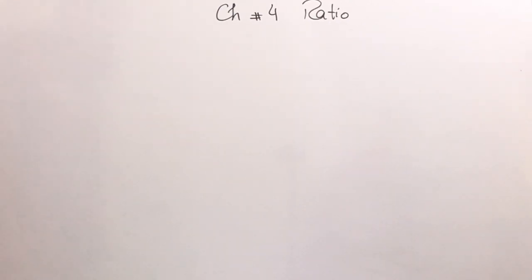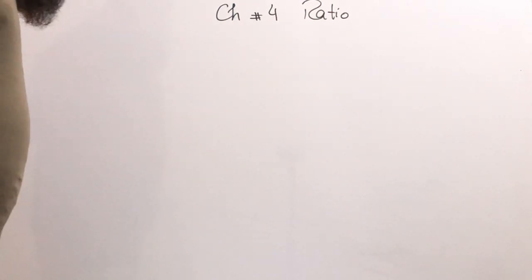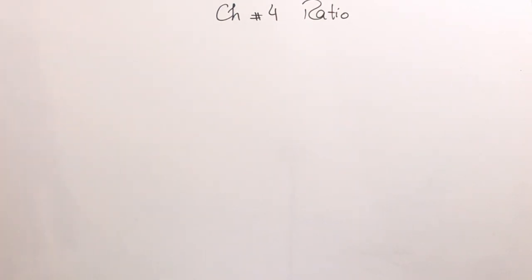Bismillahirrahmanirrahim. Today we will be starting chapter number 4. This is ratio. We are starting for grade 6. This is primary mathematics, Oxford syllabus. We will be doing it logically, step by step and very slowly so that you can easily understand.